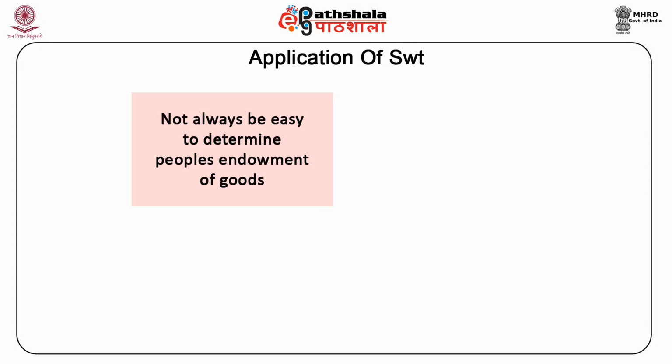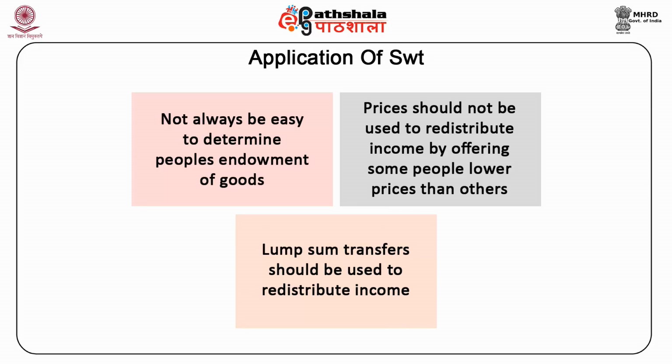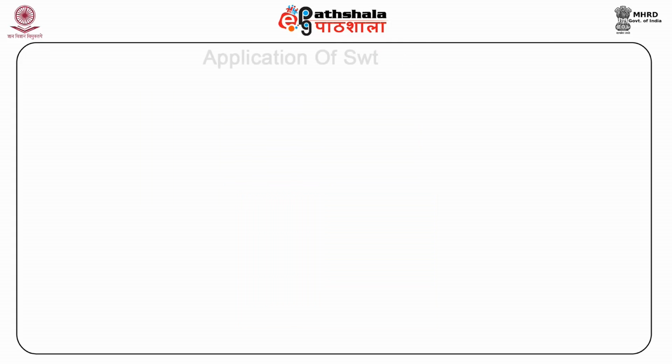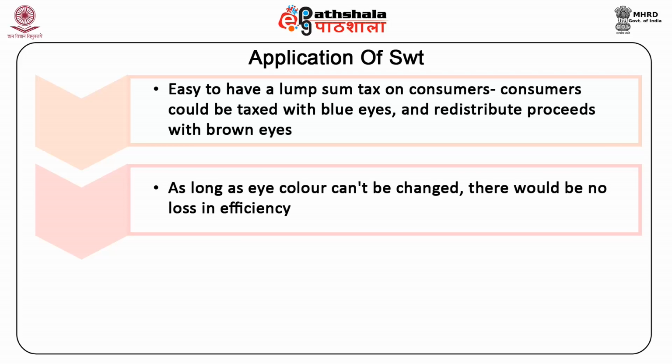It can be concluded that, according to the second welfare theorem, prices should not be used to redistribute income by offering some people lower prices than others. Lump sum transfers should be used to redistribute income, while prices should correctly reflect scarcity. In other words, it would be easy to have a lump sum tax on consumers, as all consumers with blue eyes could be taxed and the proceeds redistributed to consumers with brown eyes. As long as eye color can't be changed, there would be no loss in efficiency.